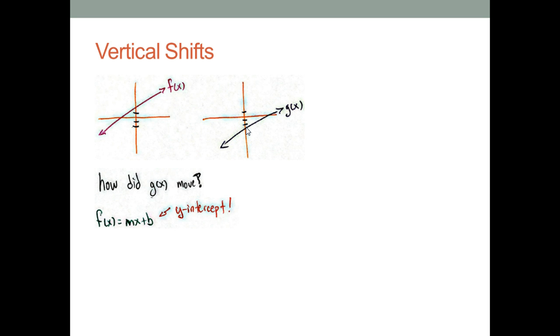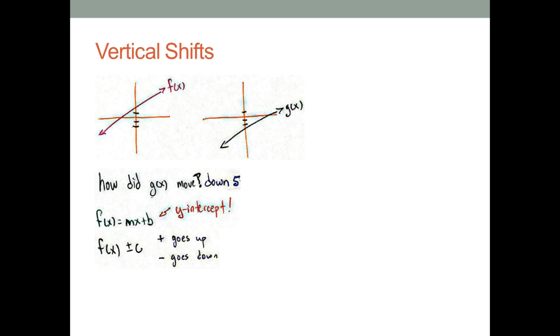If it's moved down, we recall that the formula for a line is f of x equals mx plus b, and that b is where it crosses the y-axis, the y-intercept. Here the f of x is on the positive side of the y-axis, and the g of x is actually crossing the y-axis on the negative side. Because of that, I can say that it's moved down 5 units.